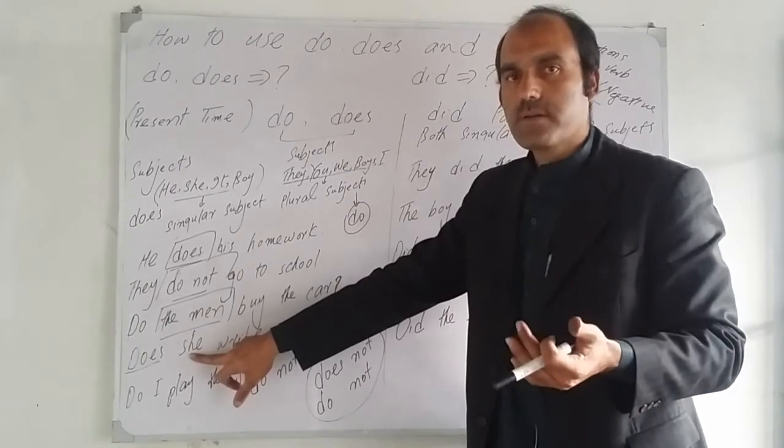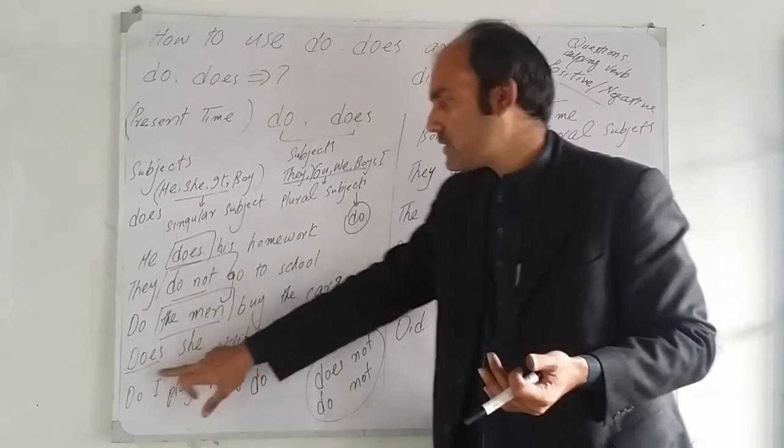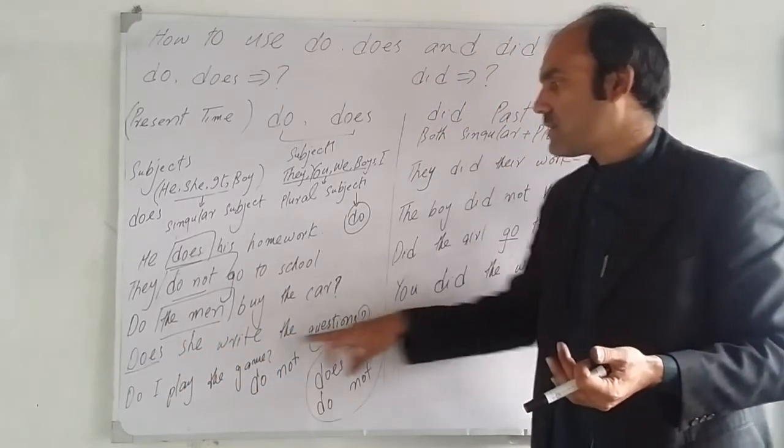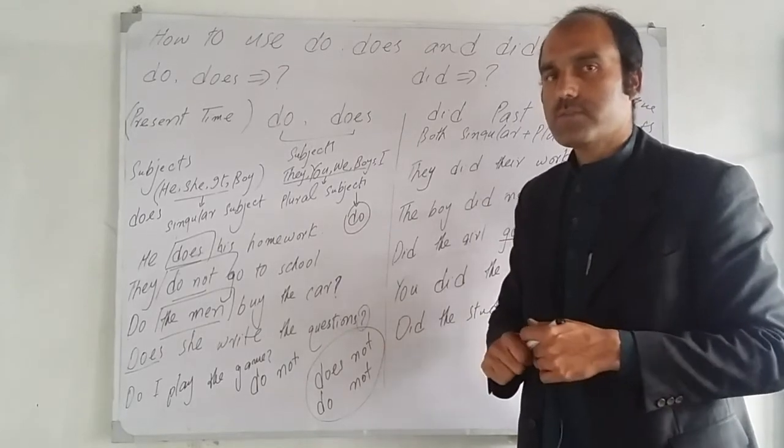She is used for a girl. Therefore, I have written down here does. Does she write the questions? The whole sentence which you can see here is called an interrogative sentence.